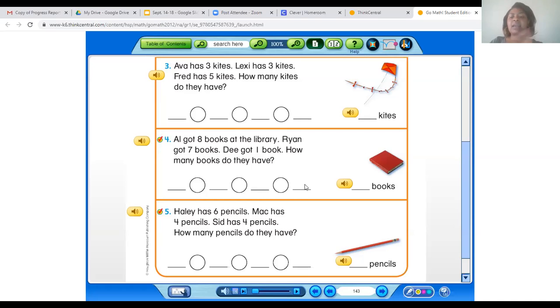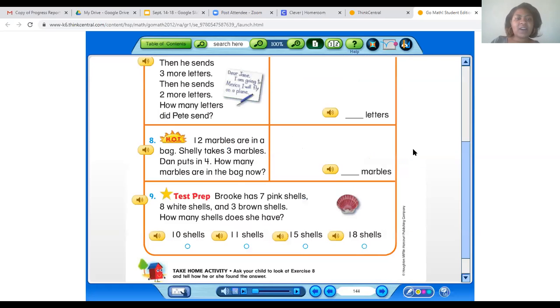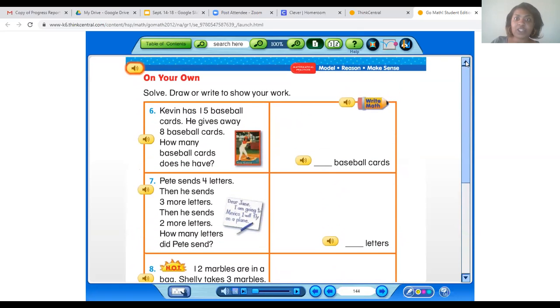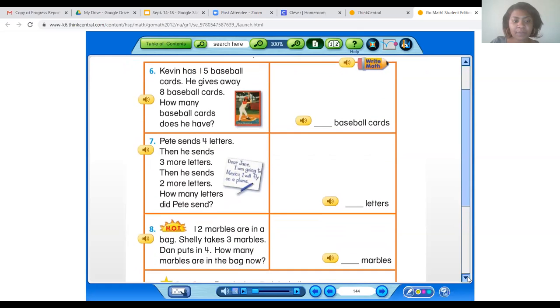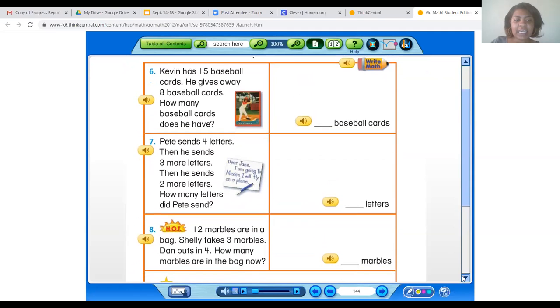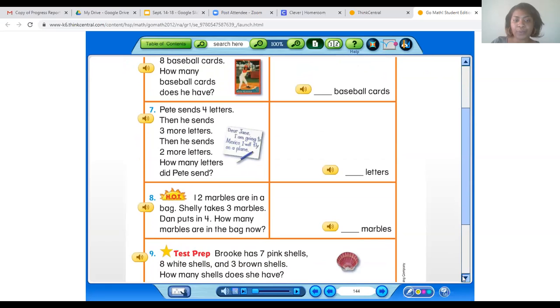Very good. All right, now that we've done those together, I believe that you can do these on your own. So we're on page 144. You're going to do numbers 6, 7, 8, and 9 on your own. All right, this is a hot problem. 12 marbles are in a bag. Shelly takes 3 marbles. Dan puts in 4. How many marbles are in the bag now?